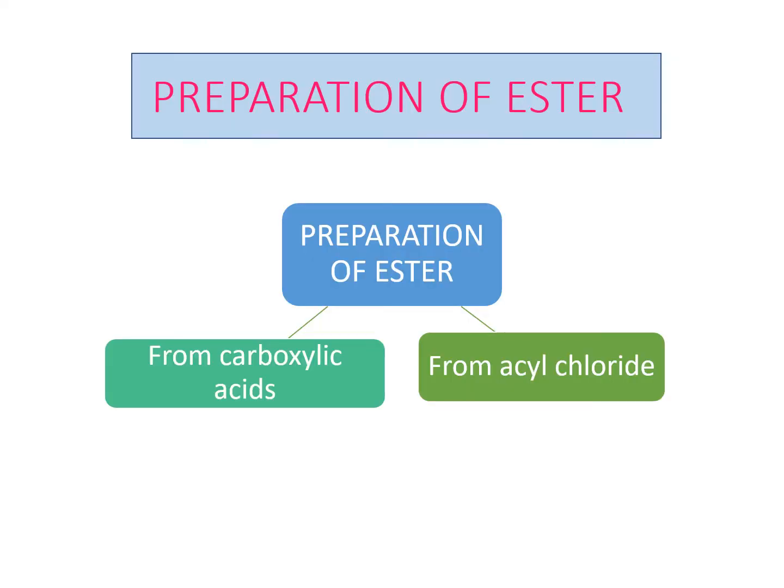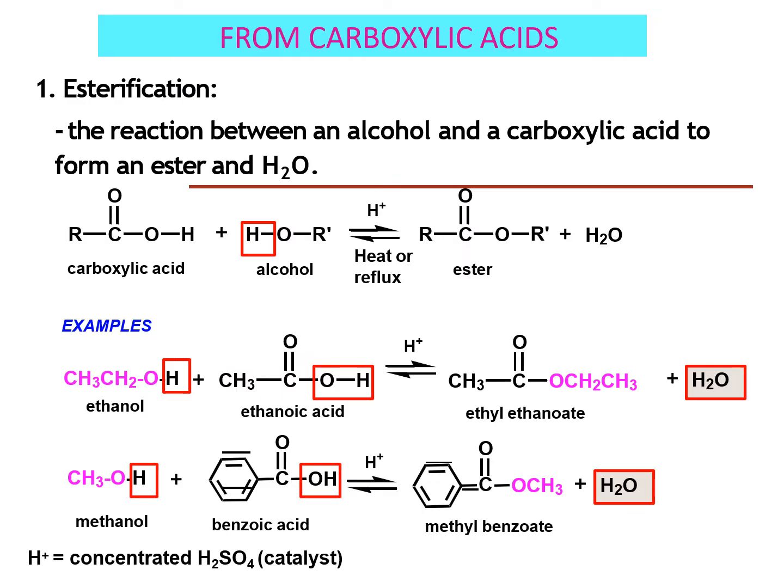Okay, you can prepare the ester by using these two reactions, whether from carboxylic acid or from acid chloride. From carboxylic acid, the name of the reaction is esterification. This esterification we already learned in the chapter of carboxylic acid. The reaction between an alcohol and carboxylic acid will form ester and also water.